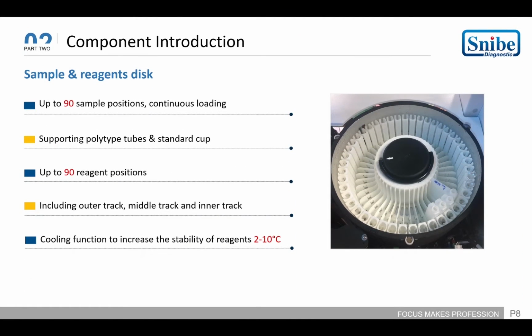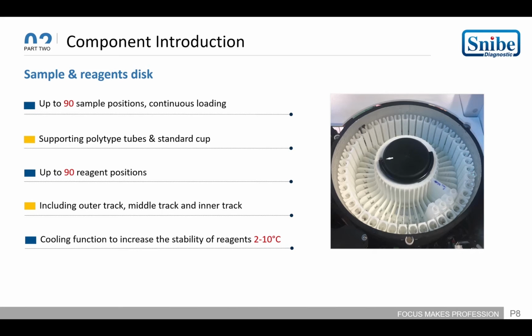First one, our sample and reagent disk. As mentioned before, the sample and reagent disk can hold up to 19 sample positions and up to 19 reagent positions. For the sample, it can also be continuously loaded. This is the outer ring to put the sample. It supports 2 types of tubes: one is the polytype tube, another is the standard cup. It depends on the end user.